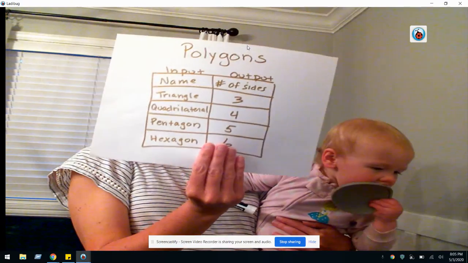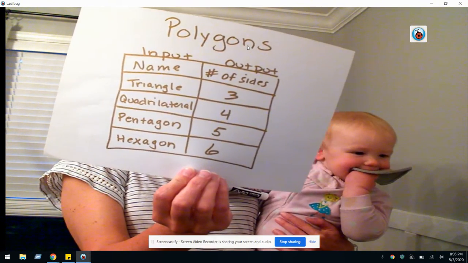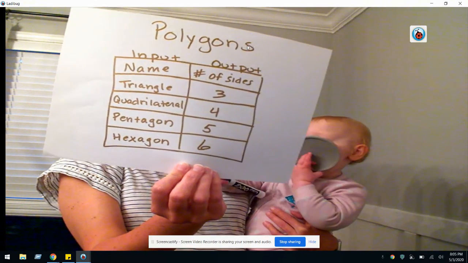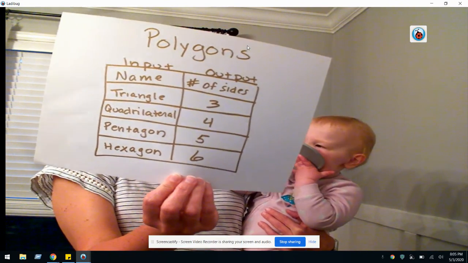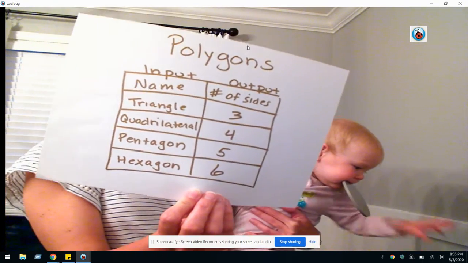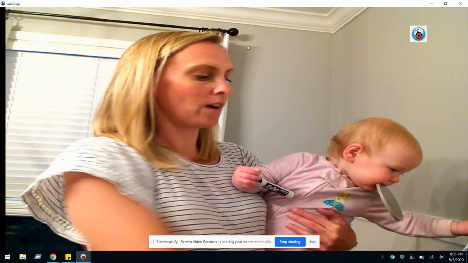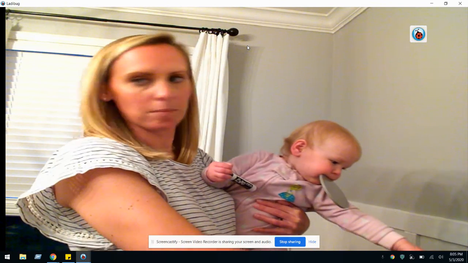This is the one that does make sense, okay? Notice it's triangle 3, quadrilateral 4, pentagon 5, and then hexagon 6. So each input, each type of shape, has its own distinct number of sides. So that's an example of a function versus one that would not be a function.